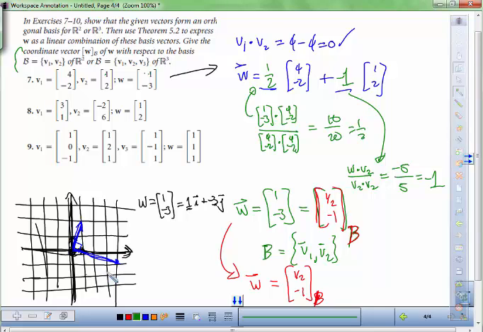Because these are my grids for my standard basis. Now, if I have a new set of basis, I'm going to have a new set of grid. And my new set of grid is going to look like this. But it's not skewed. It's tilted, it's rotated, and it's stretched out. But everything has to be perpendicular still.